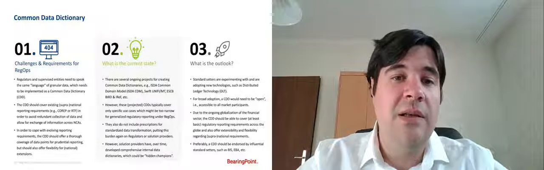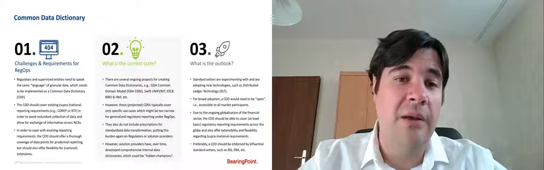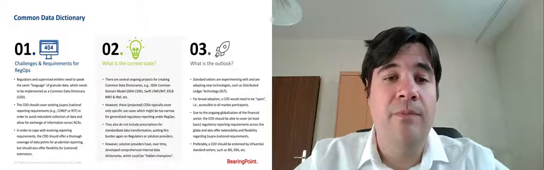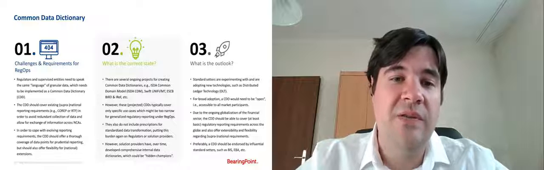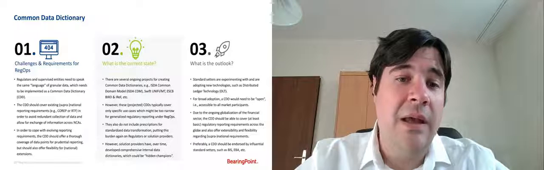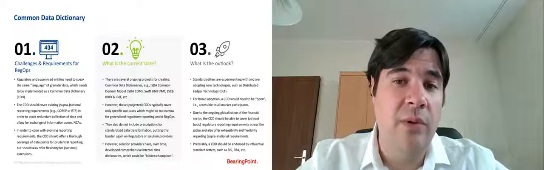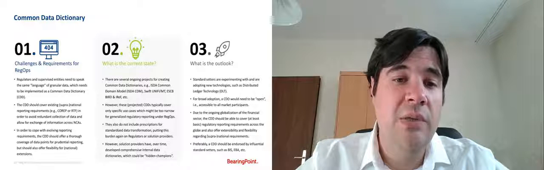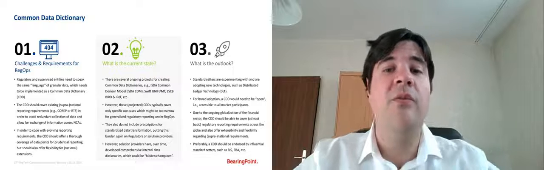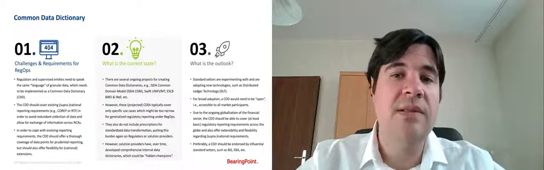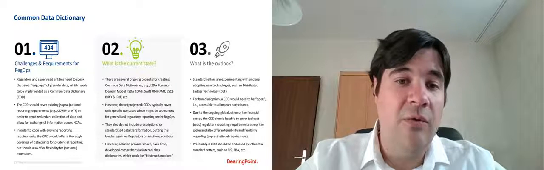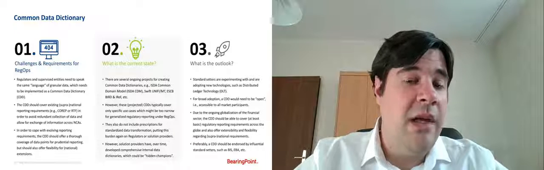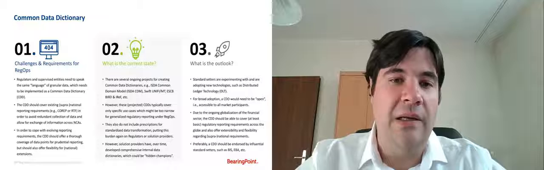Currently, there are a few common data dictionaries in development by different stakeholders in the market. For example, the ISDA Common Domain Model, SWIFT Unify MT, or ESCB BIRD and IReF. However, these projected CDDs typically cover only specific use cases, and we strongly believe that these are at the moment still too narrow for generalized regulatory reporting under our projected RegOps scheme. Also, these CDDs do not include machine-readable descriptions for standard data transformations, for example, from granular data to COREP. This puts the burden of implementing these transformations again on regulators or software solution providers, and bears the danger that during this implementation there are misunderstandings or transformations are implemented incorrectly.